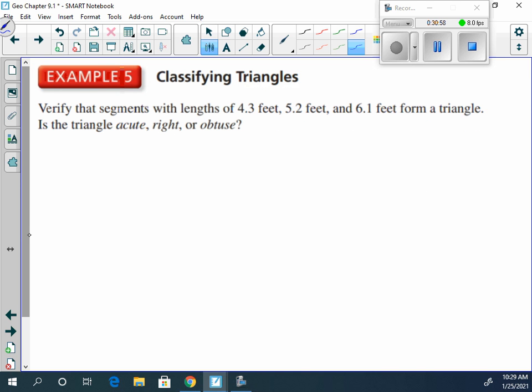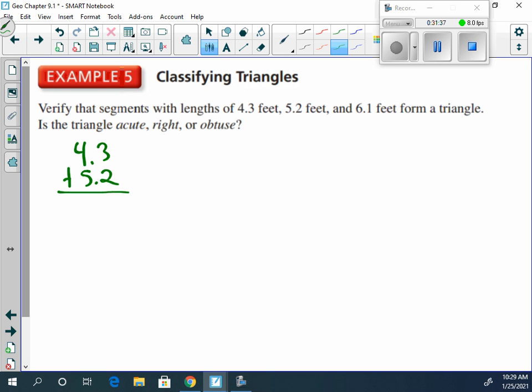Okay, we'll look at two of these. Our first one that we're going to look at is this. Verify the segments with length of 4.3, 5.2, and 6.1 feet form a triangle. And is the triangle acute, right, or obtuse? Now, this first part, verifying that it is a triangle, is something that we did last semester. The way that we know it's a triangle is, if any two lengths added together are greater than the third. So if we look at this, 4.3 plus 5.2, I'm just picking the first two.